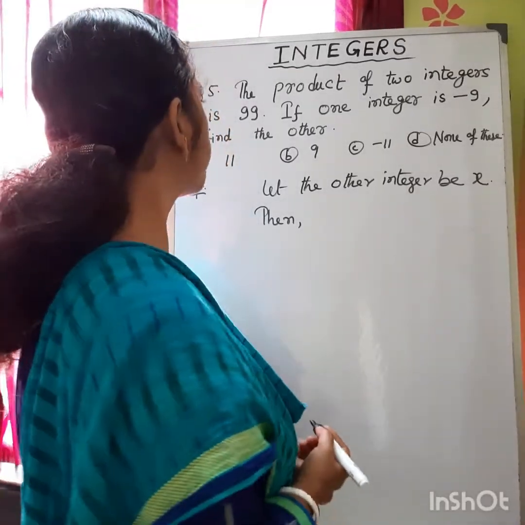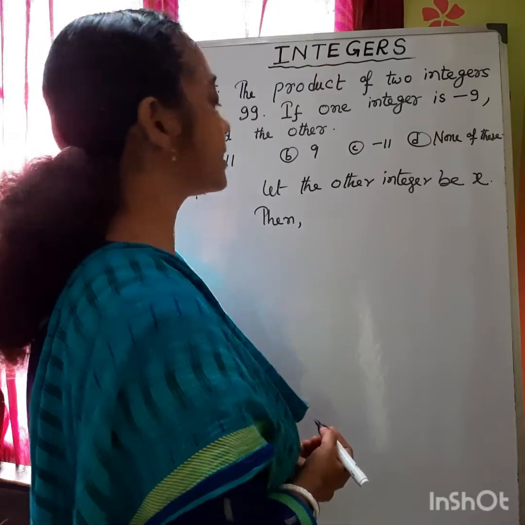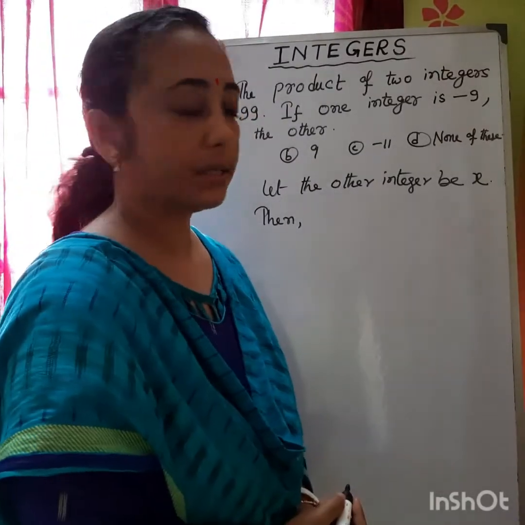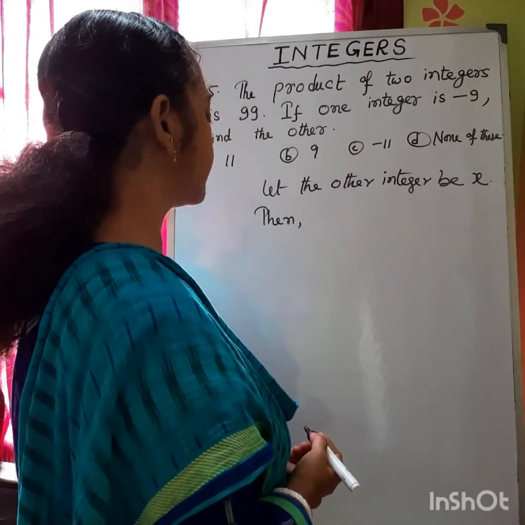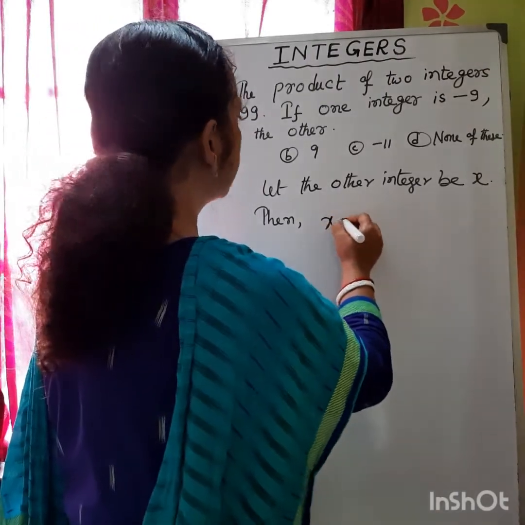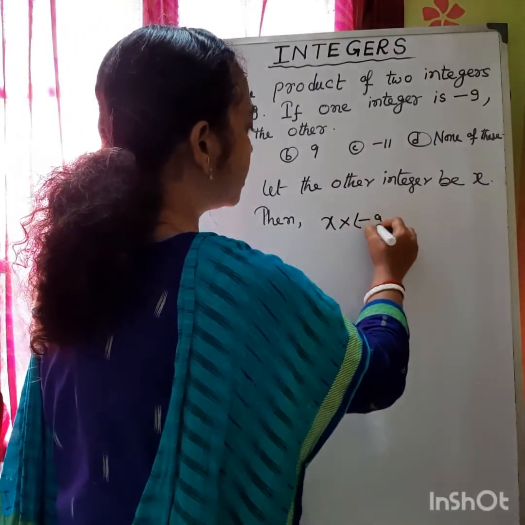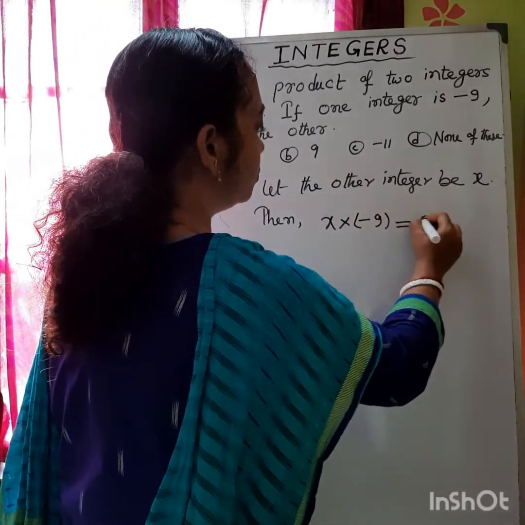Let us do another question. The product of two integers is 99. If one integer is -9, find the other. Let the other integer be x. Then according to the question, x multiplied by -9, one of the integers given here, is equal to 99.